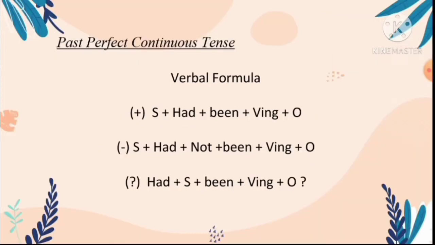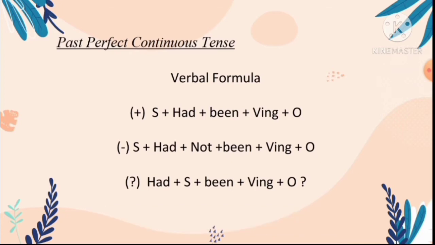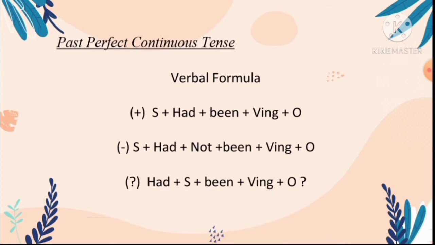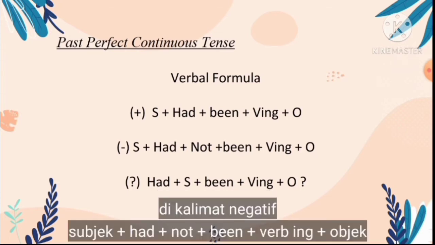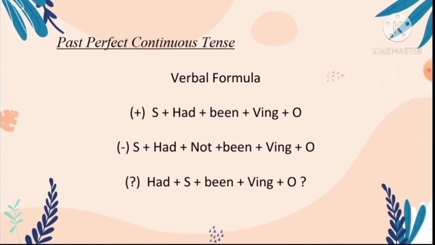Next, formula of past perfect continuous tense. In positive: subject, had, been, plus verb in, plus object. In negative: subject, plus had, plus not, plus been, plus verb in, plus object. Interrogative: had, plus subject, plus been, plus verb in, plus object.